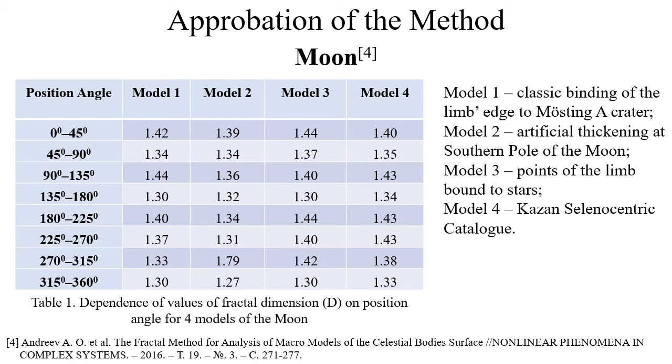The third model is by Rakhimov. In this model, the points of the limb are bound to stars. And the fourth model is made on the basis of Kazan's heliocentric catalog. And as you see, for different ranges of position angle, we determine fractal dimensions, and they are in good agreement with each other. And considering the fact that those models represent the same parts of the moon, this method could be considered reliable.